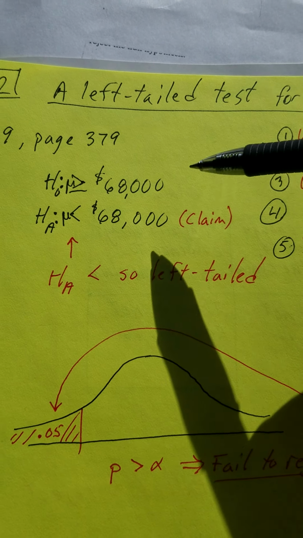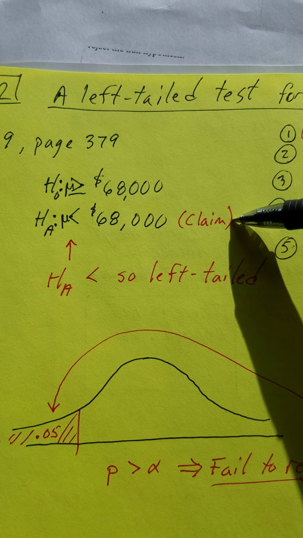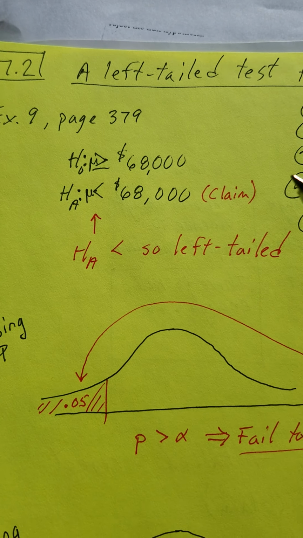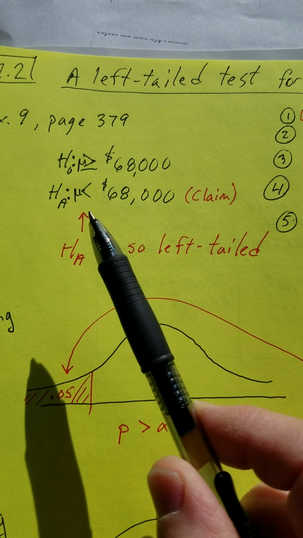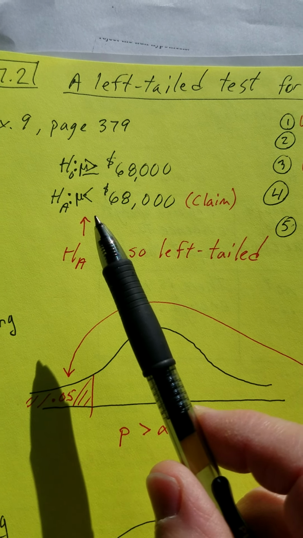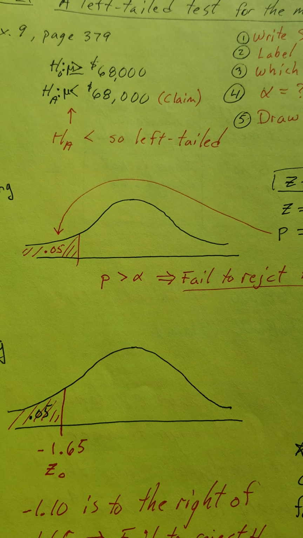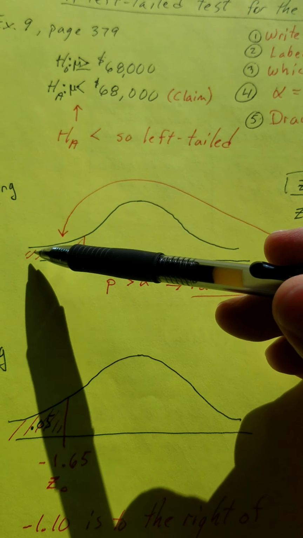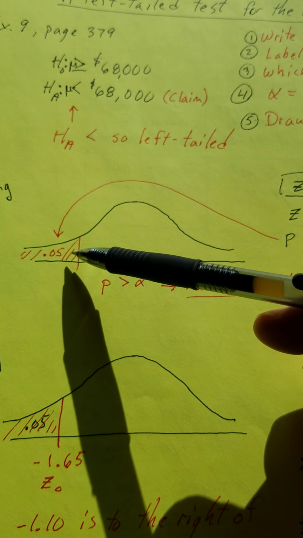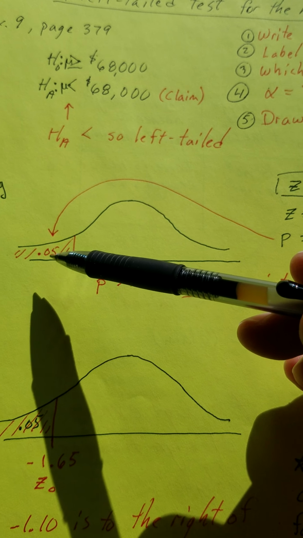So you do the statements, determine which one's the claim. This is the claim that you get from reading. Then you figure out what tail test it is. It's less than on the bottom. Remember, it's always the bottom, the alternative, so it's left-tailed. Draw a picture. It's very helpful. So here's my picture. They're saying it's left-tailed, so over here, there's alpha, right? We're going to see if we get something smaller than or equal to 0.05.